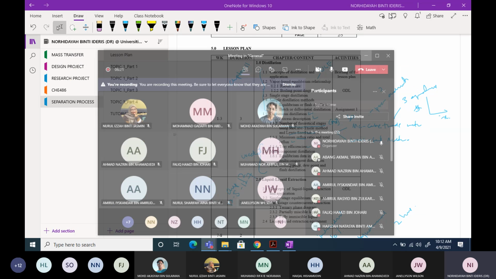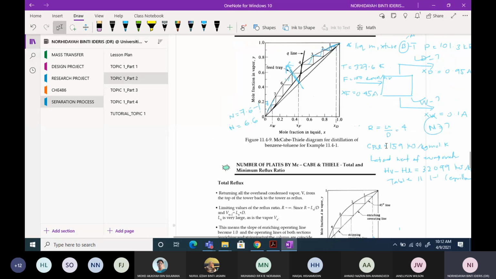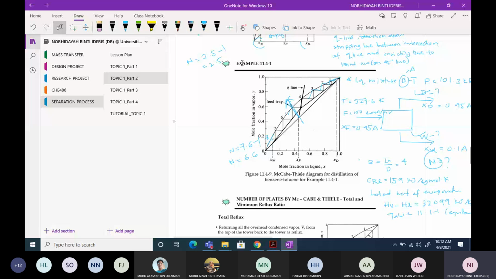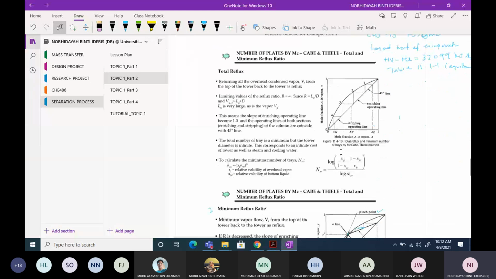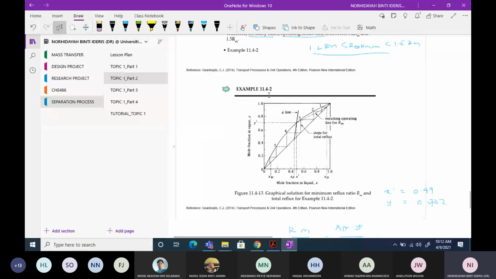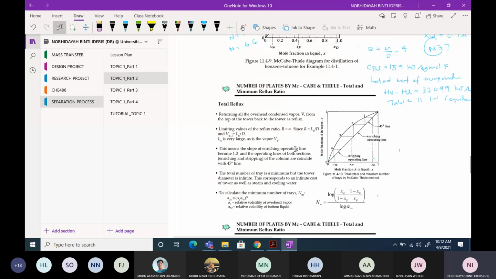Okay, so we start with, now refer to your second notes. Topic 1, lecture 2 or part 2. Previously you have discussed everything about the plot, how you want to plot this graph. Example 11.4-1. In order for you to solve the problem in example 11.4-2, you need to understand these three definitions.